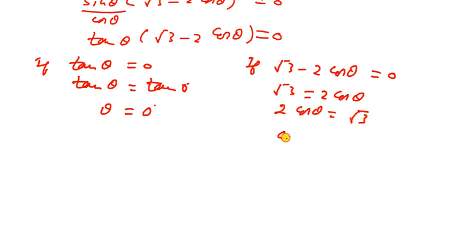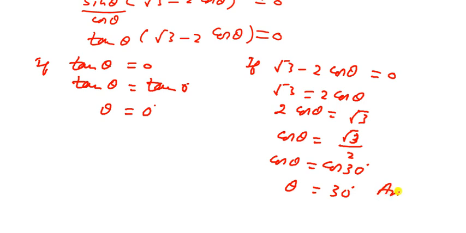If root 3 minus 2 cos theta equal to 0, so root 3 is equal to 2 cos theta, so you can say 2 cos theta is equal to root 3. So cos theta is equal to root 3 by 2. As you know, the value of root 3 by 2 in cos is cos 30 degree. So theta becomes 30 degree, and it's your second answer. And the first answer is 0 degree.